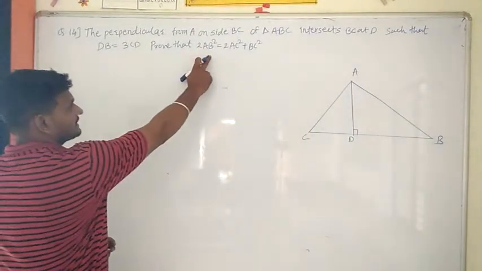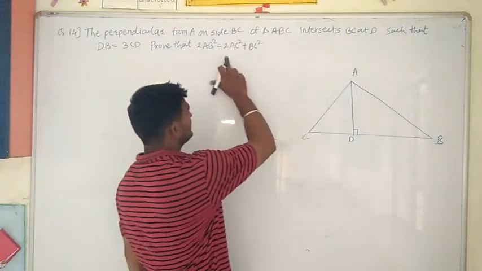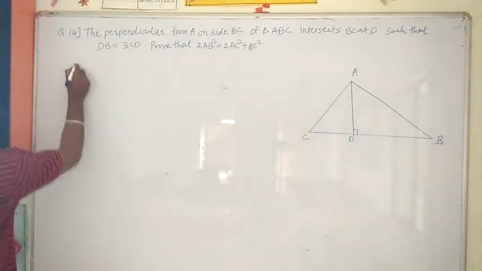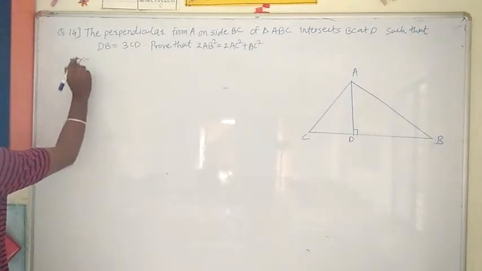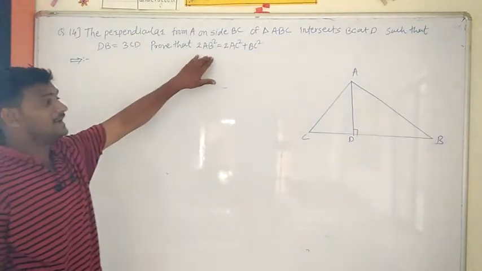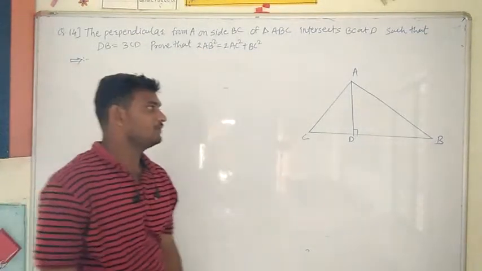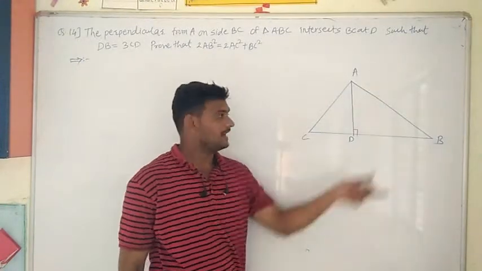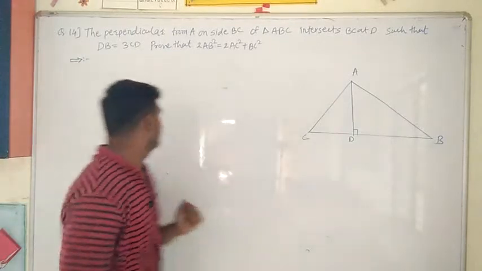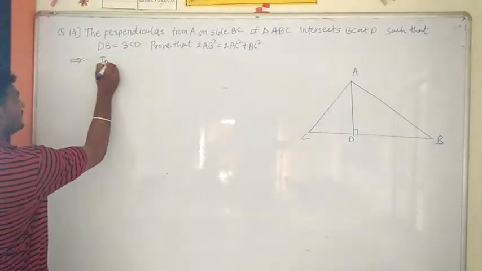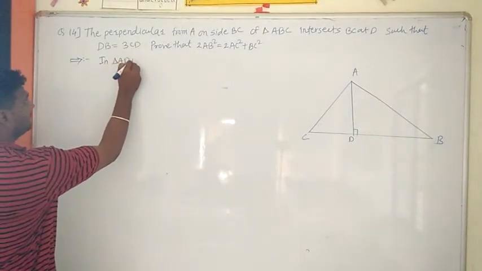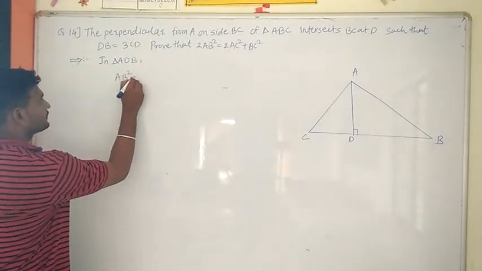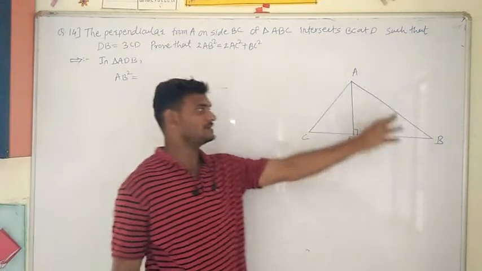We have to prove that 2 times AB square is equal to 2 times AC square plus BC square. Let us see how to prove. What do we want in the proof? AB square we want. In which triangle will we get AB square? See here, in triangle ADB. Can we get AB square? Yes. In triangle ADB, AB square is equal to, what is the value of AB square?